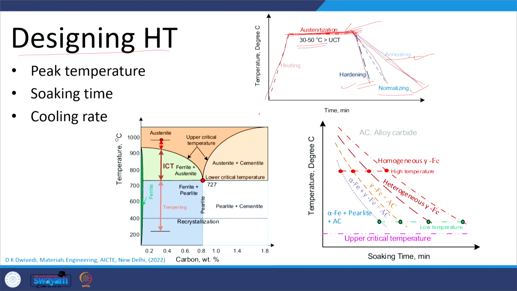This is the typical thermal cycle which is imposed. So, what will be the temperature up to which we have to heat? We have to identify the upper critical temperature. Upper critical temperature depends upon the carbon content, say in case of the carbon steels.